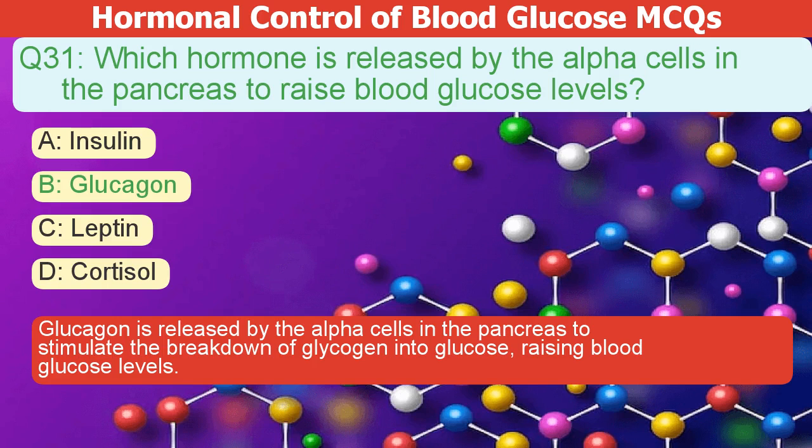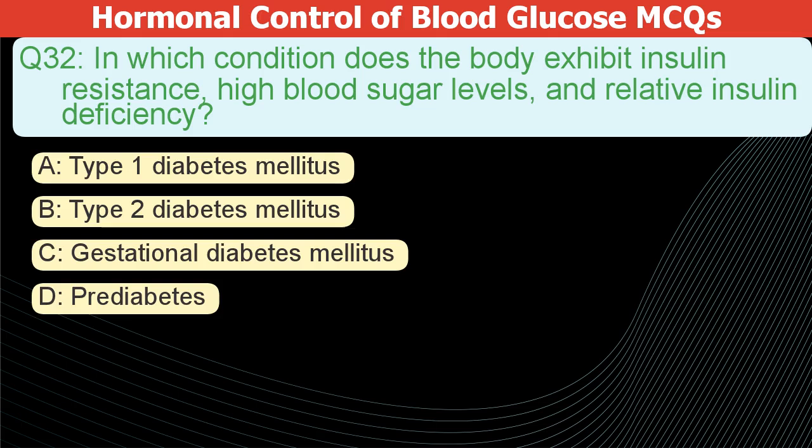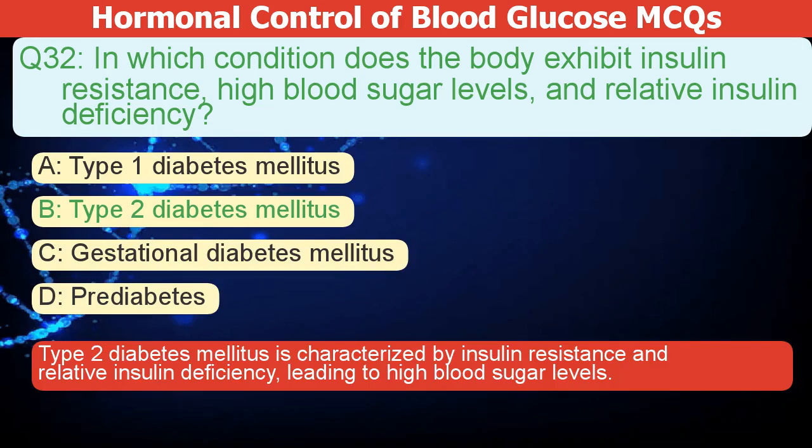When does the body show insulin resistance, high blood sugar, and relatively low insulin? A. Type 1 diabetes mellitus. B. Type 2 diabetes mellitus. C. Gestational diabetes mellitus. D. Prediabetes. The correct answer is B. Type 2 diabetes mellitus is characterized by insulin resistance and relative insulin deficiency, leading to high blood sugar levels.